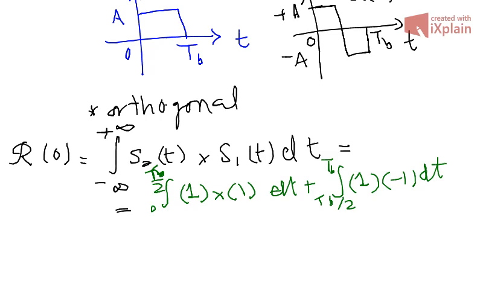you would see that here you have t sub b over 2, and from this integral you would get minus, what do you get? Minus t minus t sub b over 2.